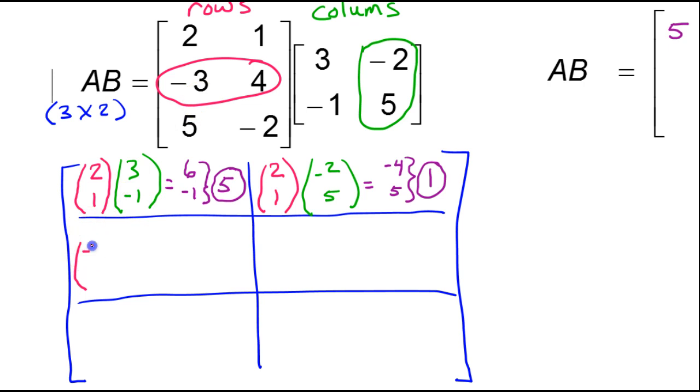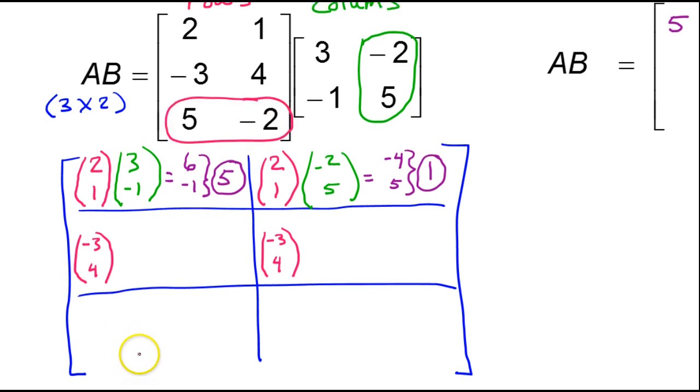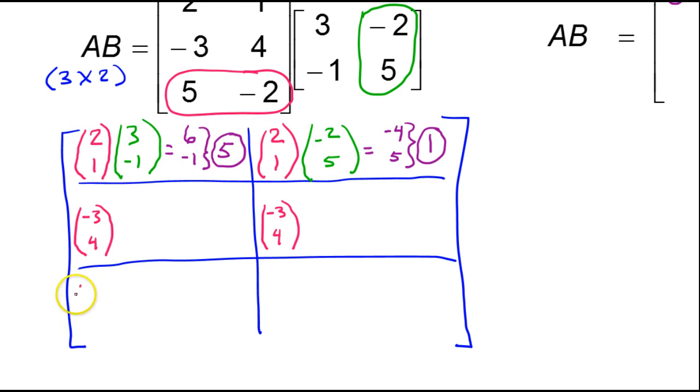So row 2 is negative 3, 4. So I'm going to write that down. But over here, I'm still in row 2, so I'm still going to be doing negative 3, 4. Okay, I might as well do them all at once. When I get to row 3, I'm going to be dealing with this. This is row 3. So here we are down here at row 3. So I'm going to have 5 and negative 2. All right, and this is still row 3, so I'm still going to be doing 5 and negative 2.